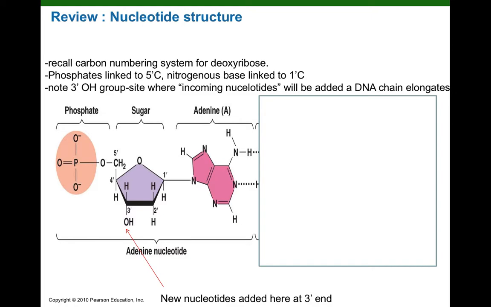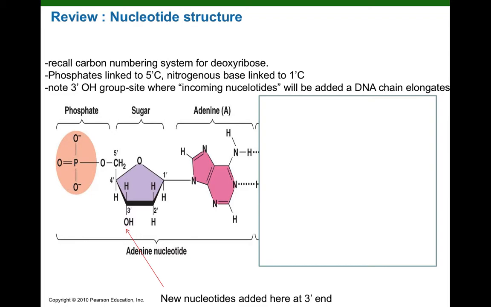And just again, a quick review, you guys remember that in the sugar, the deoxyribose here, the carbons are numbered 1', and this is to tell us that these are carbons in the sugar. In contrast, the carbons in the nitrogenous base would have just regular numbers, carbon 1, carbon 2. The nitrogenous base is covalently linked to carbon 1' on our sugar, our deoxyribose. Two more carbons on the sugar that are important: carbon 5', where the phosphate is attached, and carbon 3', where this hydroxyl group is important.